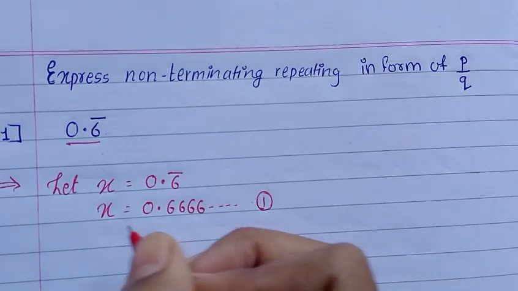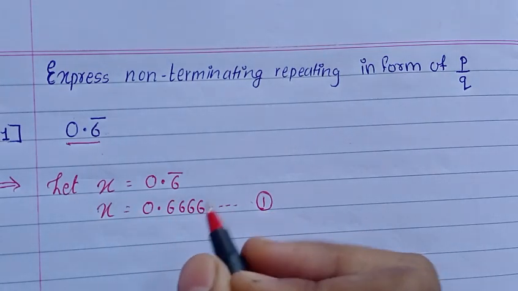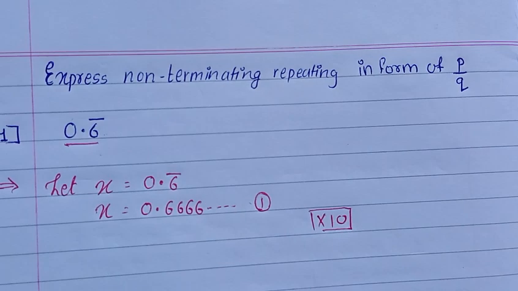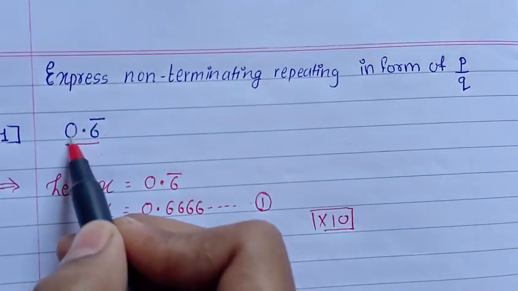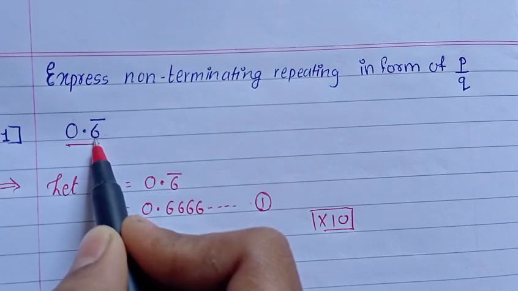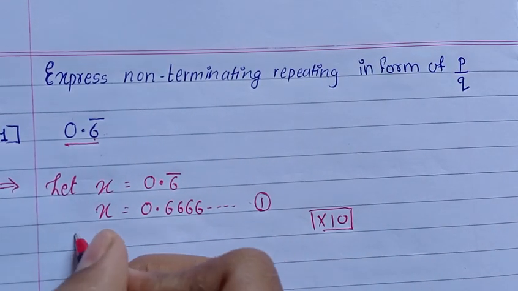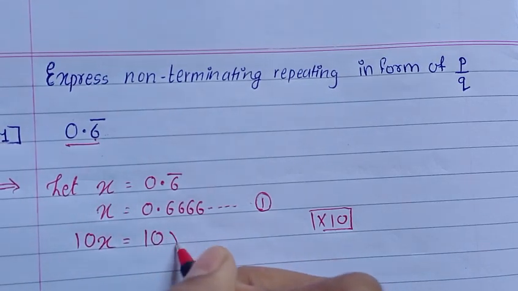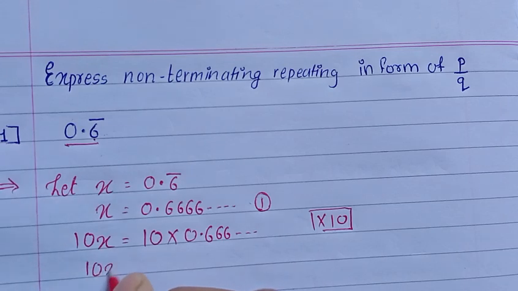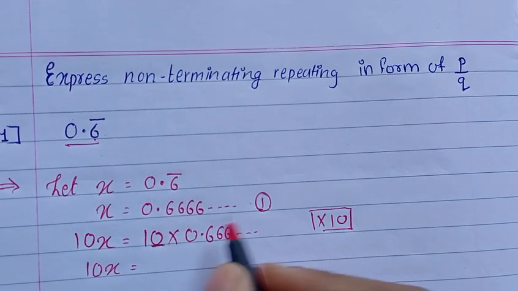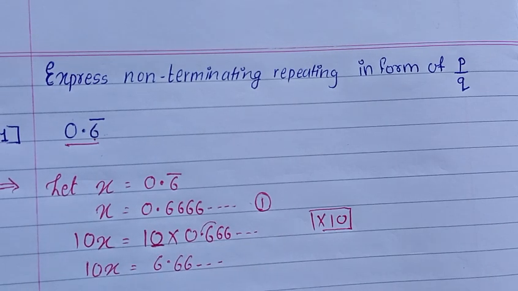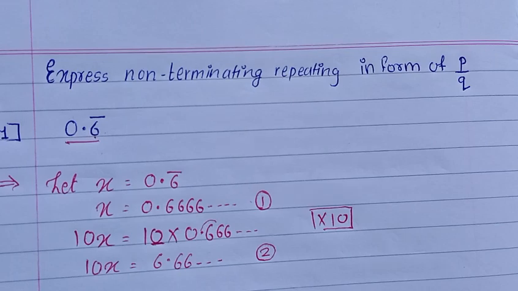In the second step, you have to multiply both sides, LHS and RHS, by the number 10. Now why do we multiply by 10 only? Because if you have noticed, after the decimal point there is only one number that is repeating. Therefore, we will use a number having only one zero. So 10x equals 10 into 0.666 and so on. Let us simplify. 10x equals, one decimal will shift here, that is 6, then we will get 6.66 and so on. This will be our second equation.